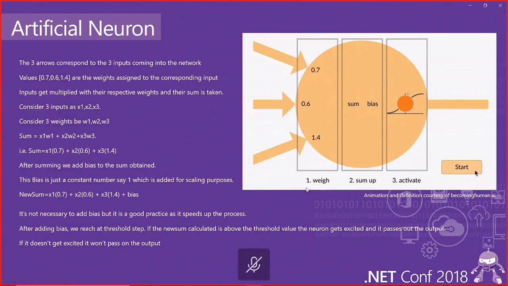After we sum, we usually add a bias. The bias is just a constant number, let's say 1, which is added for scaling purposes. So the new sum will be something like this. It's not necessary to add a bias, but it's a good practice, and it's good for speeding up the process. After adding the bias, we reach the threshold step, and if the new sum calculated is above the threshold value, the neuron gets excited. So it means it passes the value out to the output. Otherwise, it doesn't.